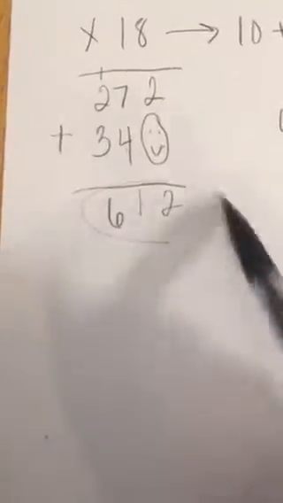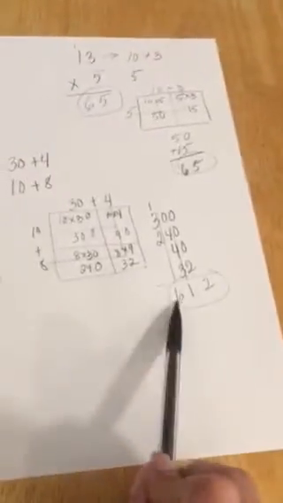So now I'm going to add: 0 plus 2 is 2, 4 plus 4 is 8, 8 plus 3 is 11, 3 plus 1 is 4, 4 plus 2 is 6. And I got 612 here, and I got 612 here. I got the same answer. The only thing is that this is the shortcut method, and this is the expanded form method.